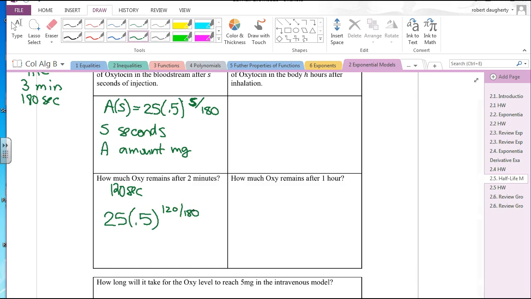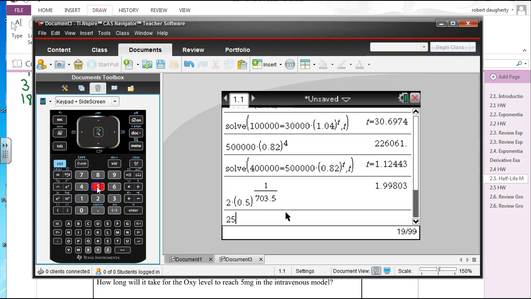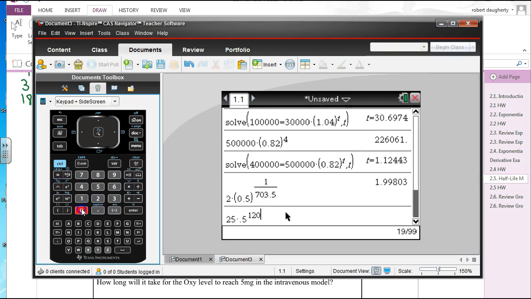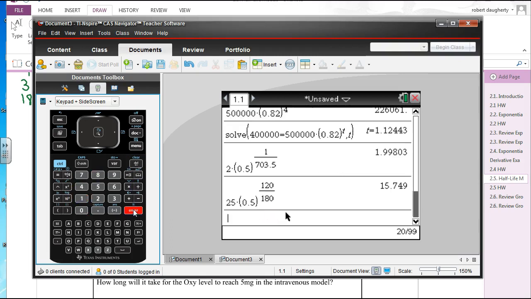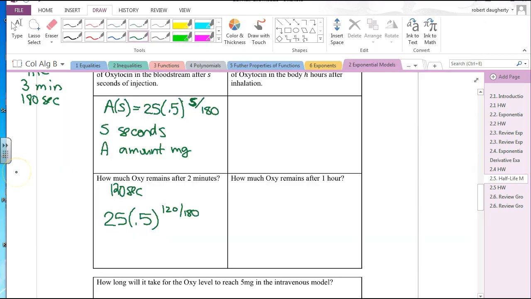So go to my calculator. 25 times 0.5 raised to the 120 divided by 180. That's 15.75. So you see, 15.75 milligrams.